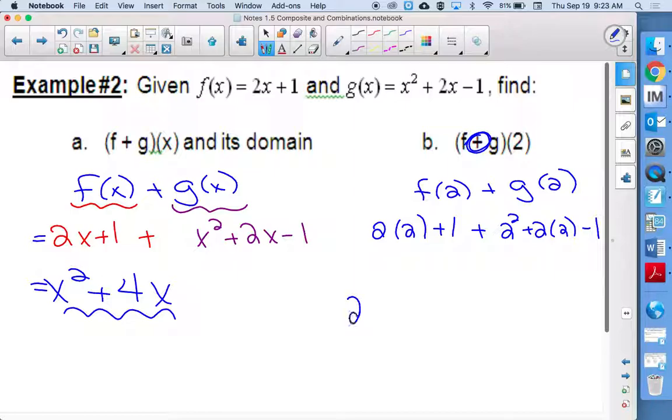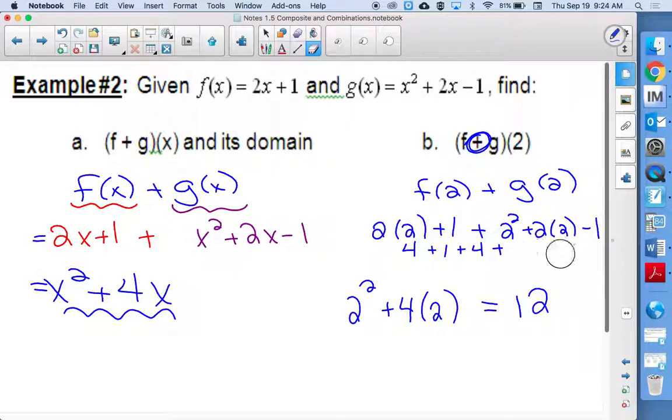Or I can plug them in down here, because I've already done the operation part. I've done the addition part. Now it's just using that. But either way, you should get the same answer. So 2 squared plus 4 times 2 is 12. Up here, we have 4 plus 8 minus 1. Something's not right. Did I miss something? 8 is a 4. Oh, right here. Thanks. There we go. So that also gives me 12.